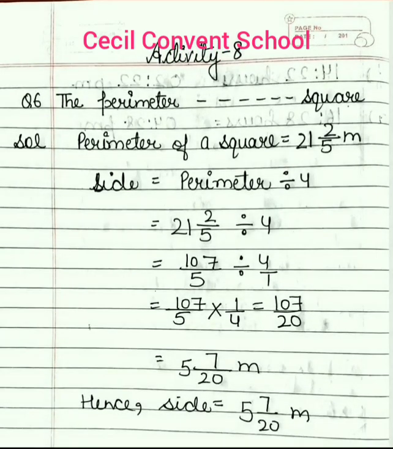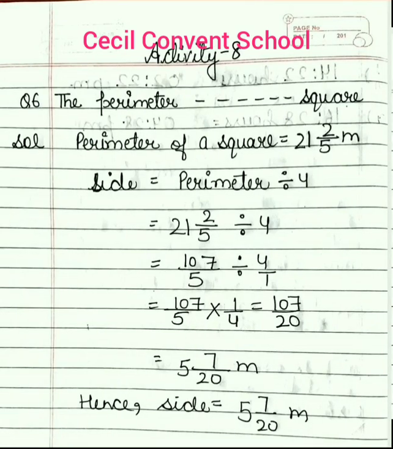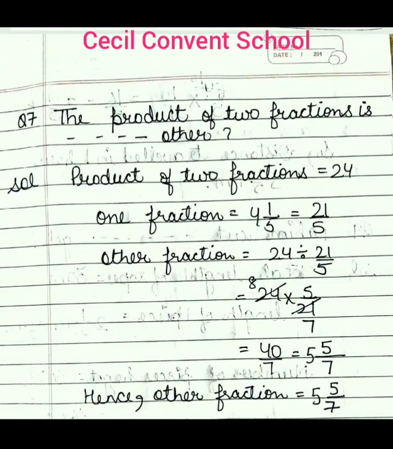Now student, we do question number 7. Question number 7 is: the product of two fractions is 24. So first line we take from the question only. Product of two fractions is equals to 24. If one fraction is equals to 4 1 by 5, which will be converted in an improper form, answer will be 21 by 5.